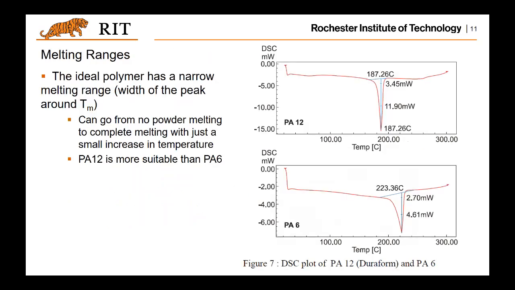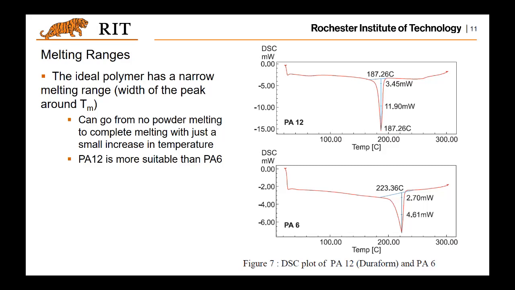And there will be a melting range for the thermoplastics. The ideal polymer has a narrow melting range. That means when the melting begins, it takes a very narrow range until it's fully melted. And that is the desired property for the polymer.